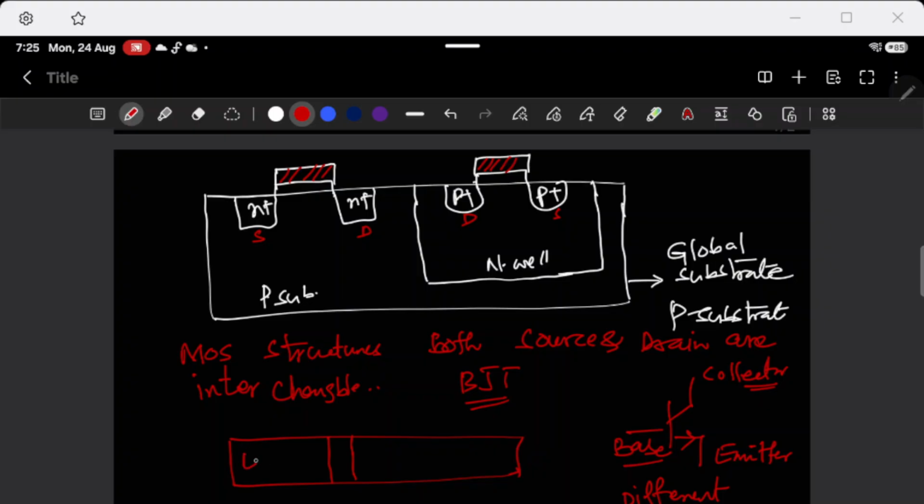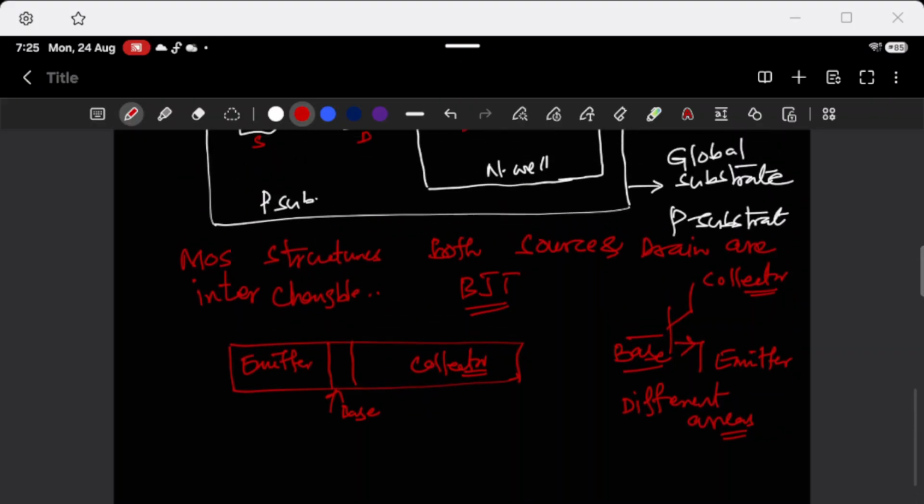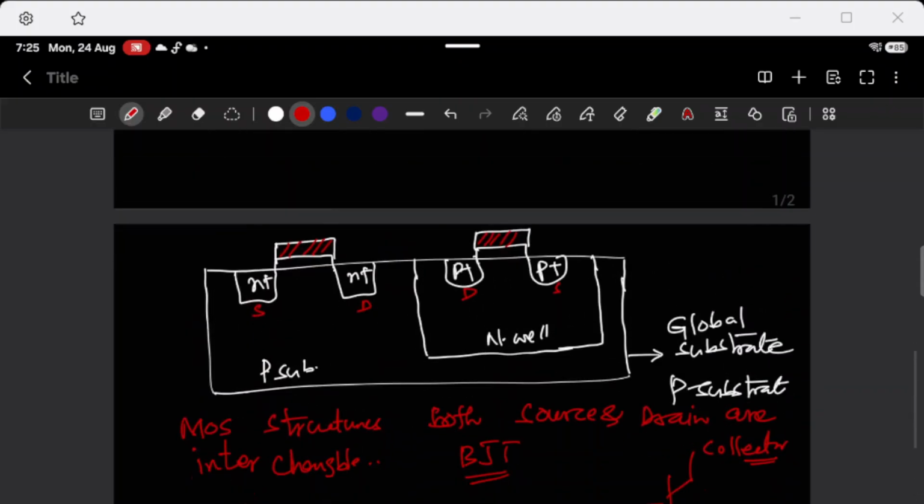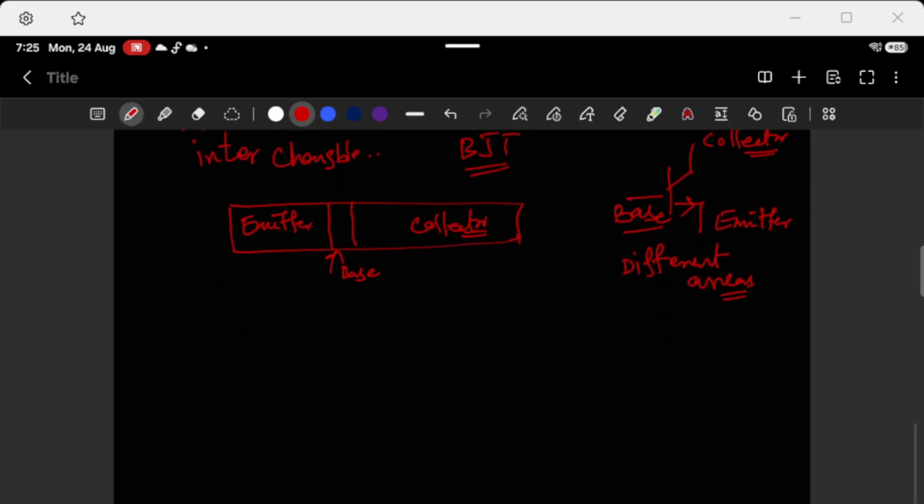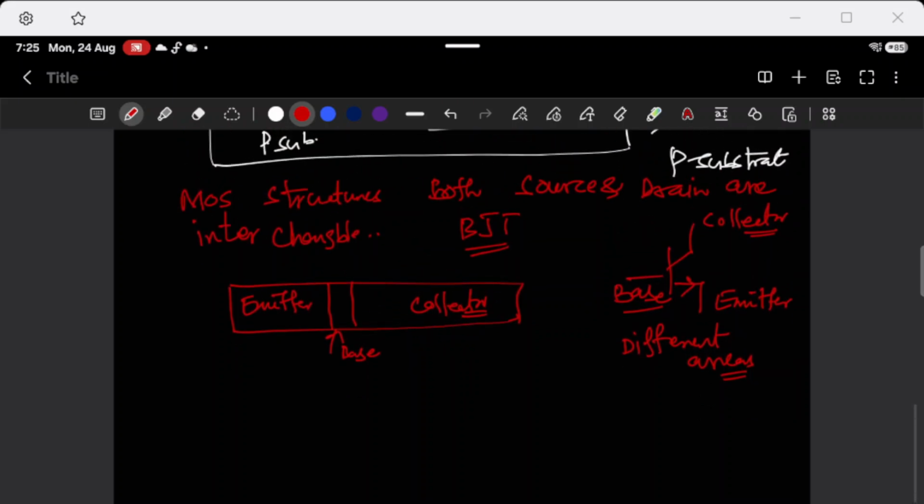So the emitter, base, and collector. Collector will have more area compared to emitter. That's why we cannot interchange terminals in BJT, but it is possible in MOS structures. Okay, and yeah, this is the introduction to it.